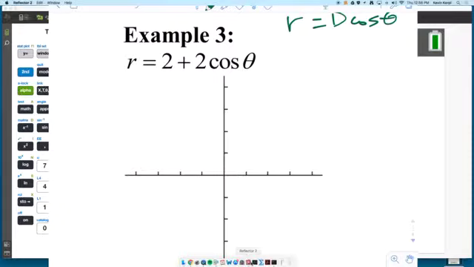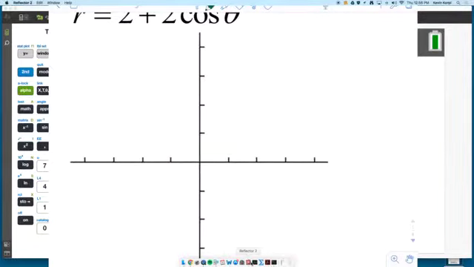So at 0 on the polar axis, the angle is 0. We're pointing due east. Plug in a 0 for theta. What do you get? Cosine of 0 is 1. So you get times 2 is 2, plus 2 is 4. So we start off over here at 1, 2, 3, 4. We start off right there at 4.